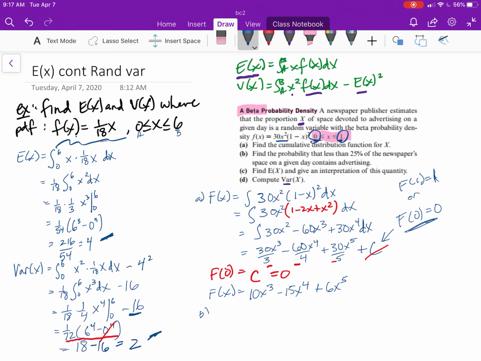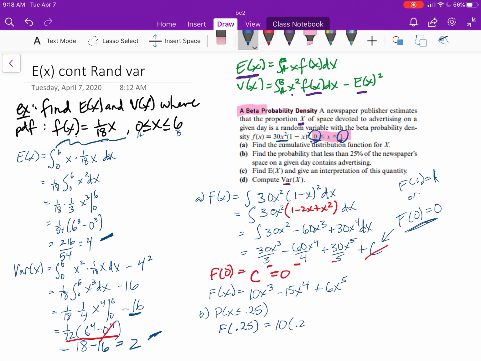So therefore for B, when it says find the probability that less than 25% of the newspaper space on a given day contains advertising, so the probability that x is less than or equal to 0.25. Well, using the cumulative, right, that means all the sum of everything up to that 0.25. So we can just substitute f of 0.25 or 1/4, whatever, if we want fractions or decimals, doesn't matter, into the cumulative distribution function.